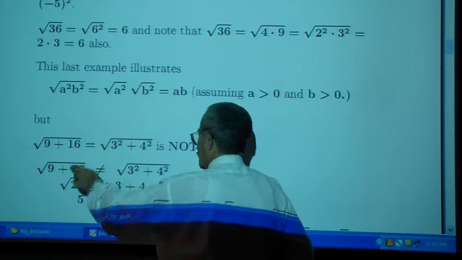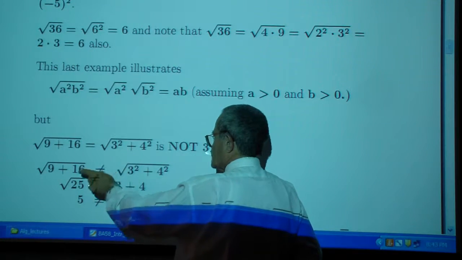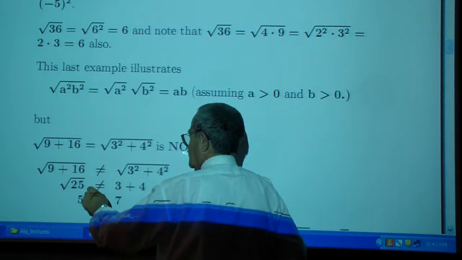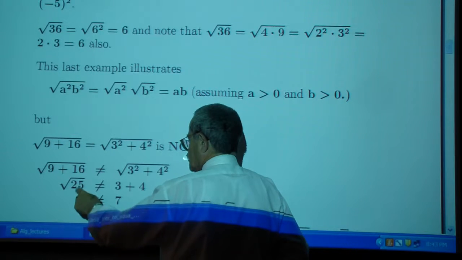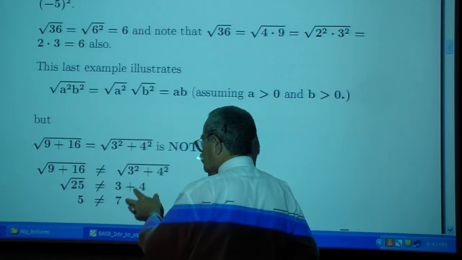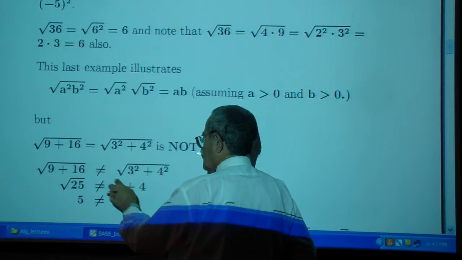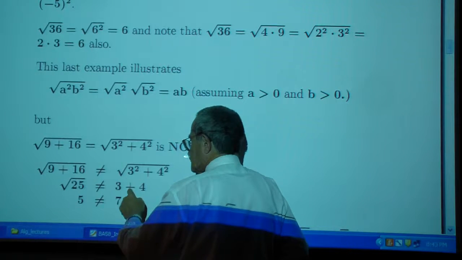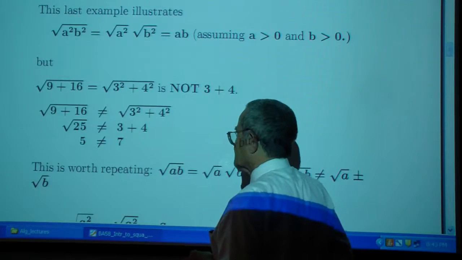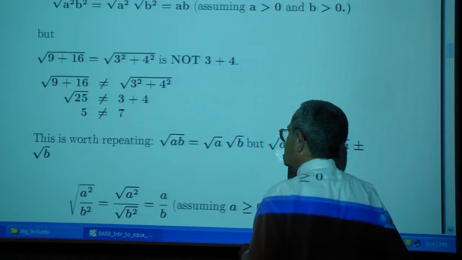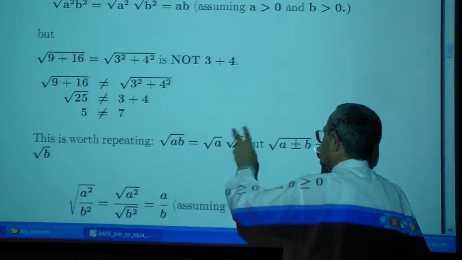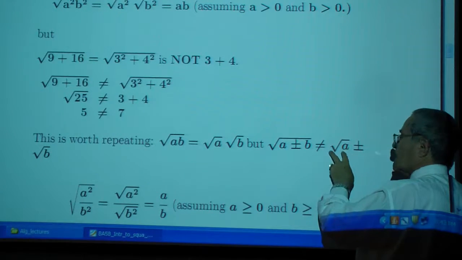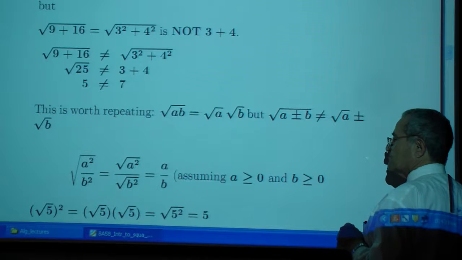The square root of 3 squared plus 4 squared is not 3 plus 4, because 3 plus 4 is 7, whereas when you square these, you get 9 and 16, which is 25, the square root of which is 5, which is not what I have over here. This is the same thing, so that could be equal, but this is not equal. It is worth repeating that the square root of a times b is the square root of a times the square root of b, but the square root of a plus or minus b is not the square root of a plus or minus the square root of b.